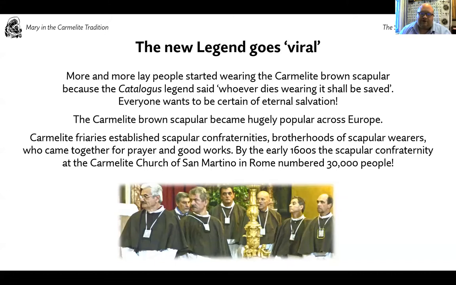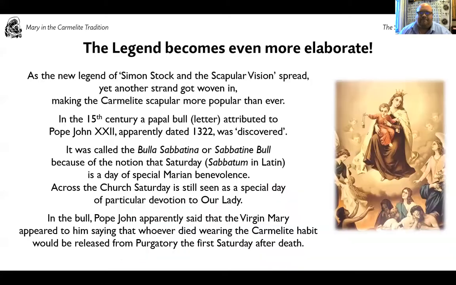And Carmelite friaries established confraternities, brotherhoods, sisterhoods of scapular wearers. They'd come together for prayer and for good works. By the early 1600s, the confraternity that met at the Carmelite Church of San Martino in Rome had 30,000 people. These are members of the Scapular Confraternity at Traspontina Church in Rome. Again, you can see they're not friars, but they're wearing something similar to the friars, and they're wearing scapulars. In Lisbon in the 1700s, there were tens of thousands of people in the Scapular Confraternity. It became very, very popular.